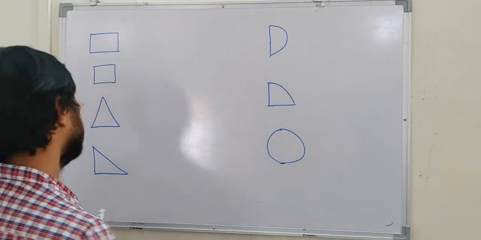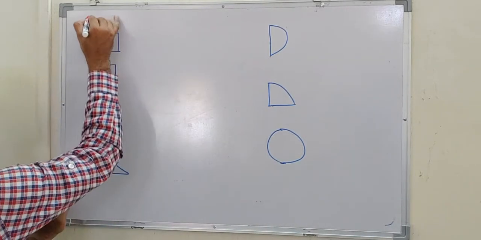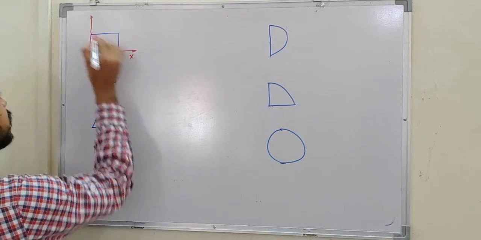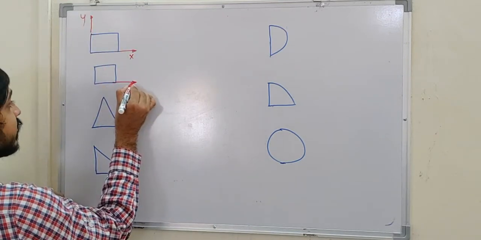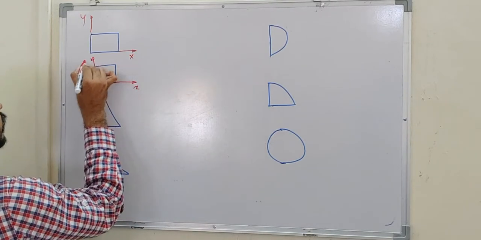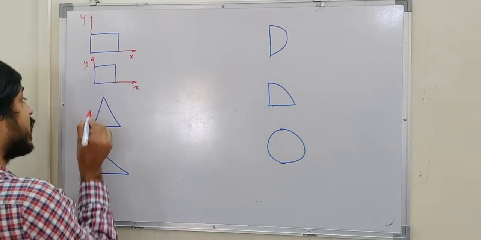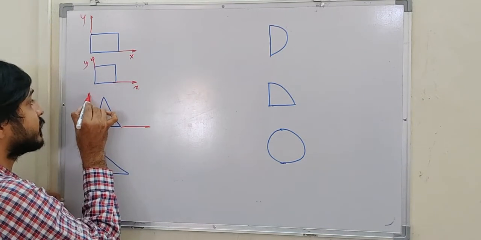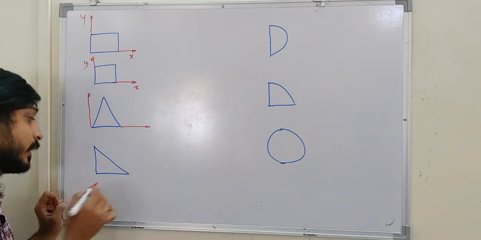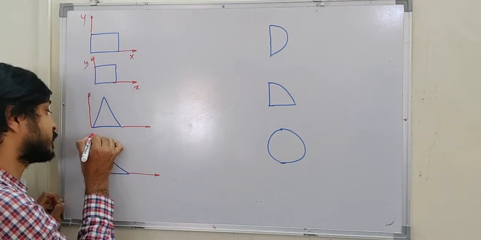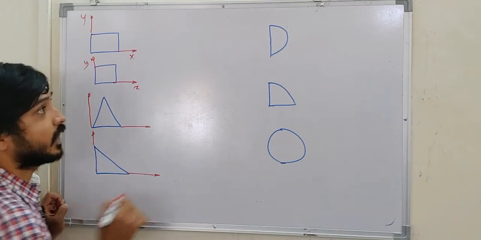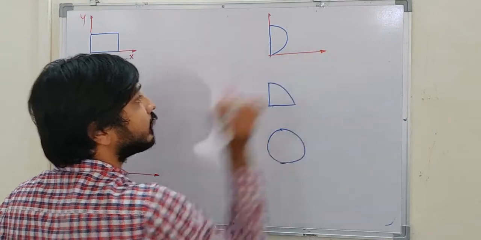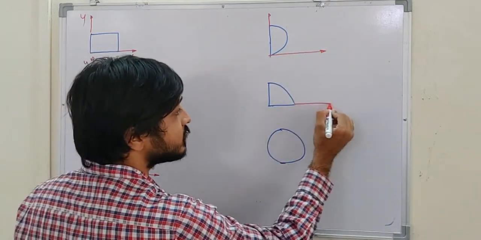Okay, so here I am taking the reference axis like this. This is the reference axis x and y. And here for this also I am taking reference axes x and y like this. And for this I'll take the reference axis here. Where you take the reference axis, based on that we get the x and y coordinates. So here for this also I'll take the reference axis here, and for this I'll take the reference axis here. Okay, this is the reference axis.